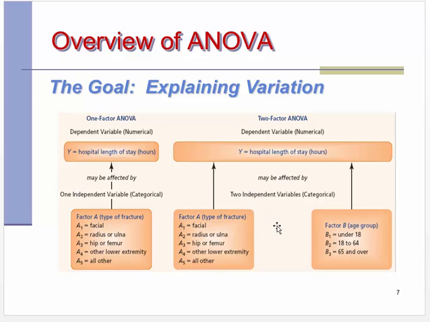Or if you want to look at the same case with two factors, one factor is still factor A, type of fractures, and then factor B will be the age group. So the length of hospital stay could be affected by two independent variables. One is factor A, the different types of fractures. And the second is factor B, that is B1, B2, B3. B1 for people under age 18, B2 is from 18 to 64, and B3 for 65 and over. So this would be a two-factor ANOVA.